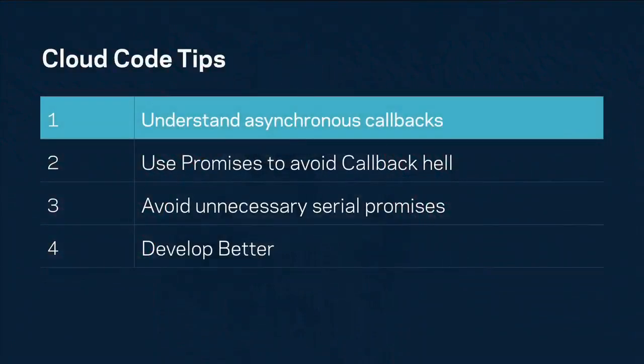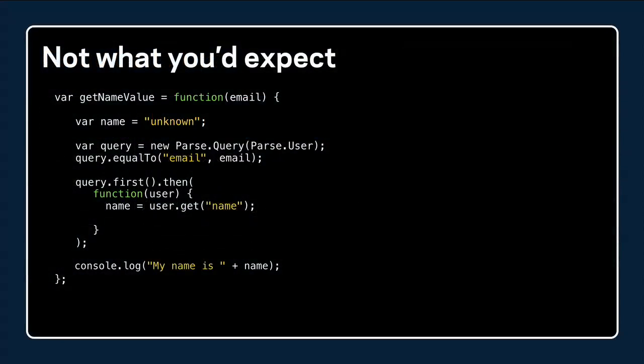Cloud code is something that many Parse users use in their app. And I just want to go through some tips that hopefully will help you write better cloud code. And I want to start with a very basic mistake that people new to cloud code make. And it's just basically failing to understand that operations may be asynchronous. I'm going to show you an example of what I mean by this.